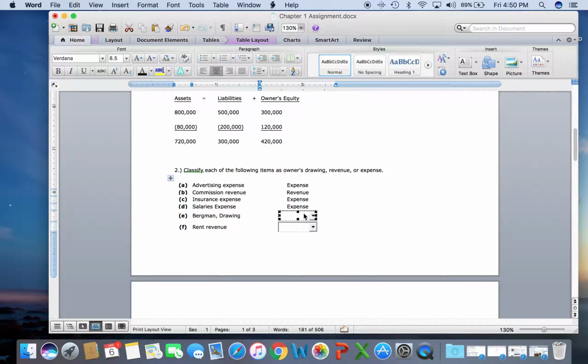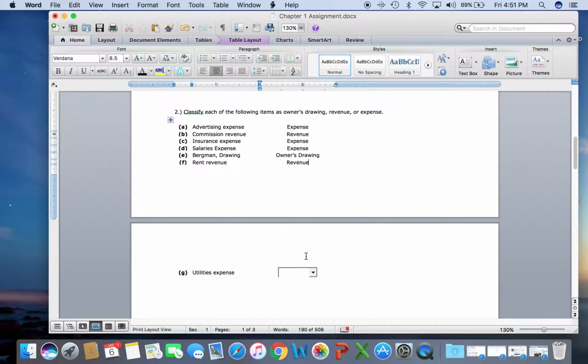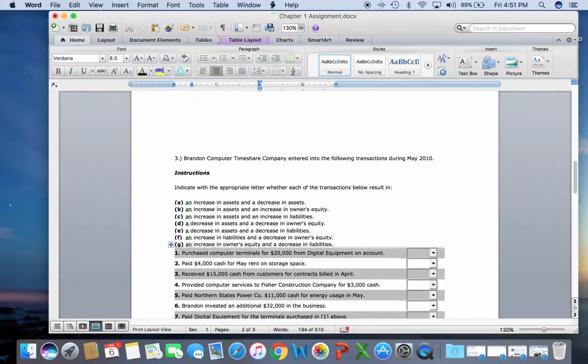Bergman draw, that means the owner can withdraw assets from the company, such as the most popular thing, cash. Or they can also withdraw certain assets, like say they want to take out a computer, a table, a chair. So that'll be owner's drawing. Next one, revenue. And the last one, utilities expense, that'll just be an expense. Let's go to the next one now.